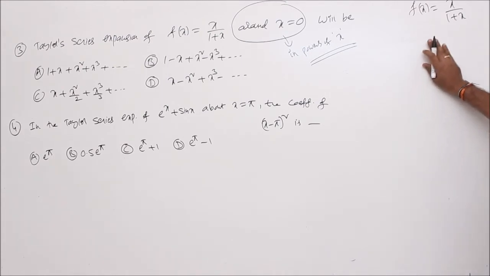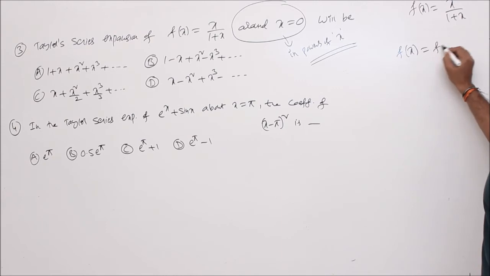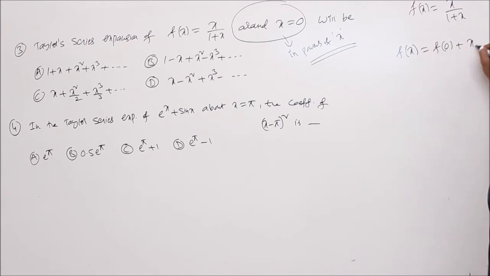We can go for around x is equal to 0, in powers of x. We have to go for that basic formula. What is that? Around x, in powers of x, means f of x is equal to f of 0 plus x into f dash of 0 plus x square by 2 factorial f double dash of 0 plus and so on.